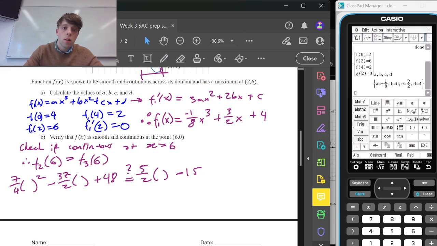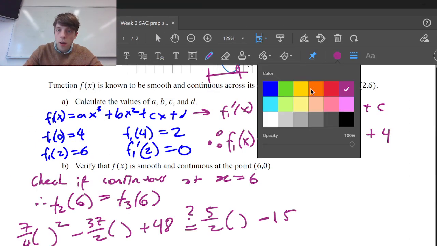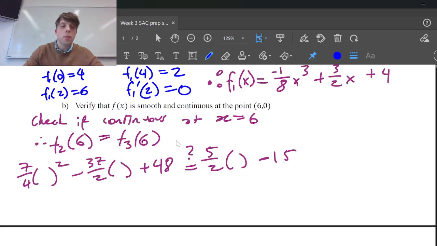It's not letting me change color. There we go. So what I'm doing here is plugging 6 into each of these equations as my input. If I resolve this, we're going to see that there is 7 times 36 over 4, minus, well, this is going to be 6 divided by 2, so that's going to be 3 times 37, plus 48.